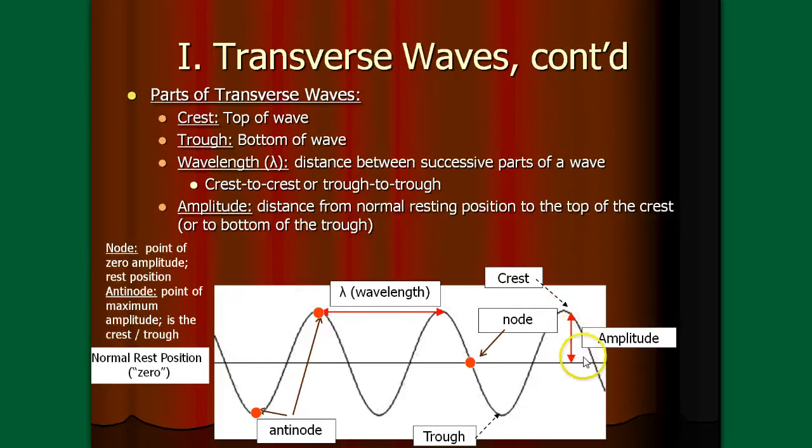And the amplitude is the distance from this zero line, from this normal resting position, to the top of the crest or to the bottom of the trough. So you could also draw amplitude right here between the zero line and the trough, and that represents the amplitude as well. In other words, the wave rises to the same height that it falls. So that's going to be the amplitude. And those are the basic parts of a transverse wave.